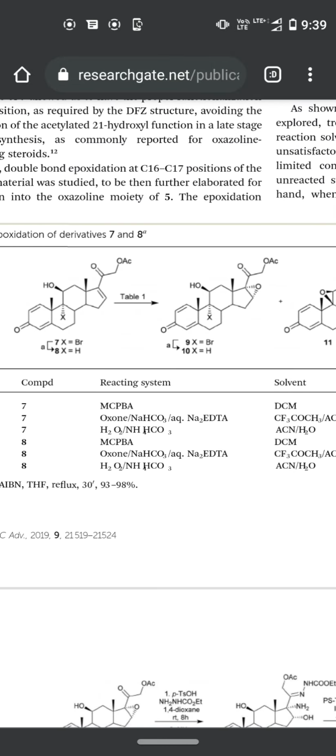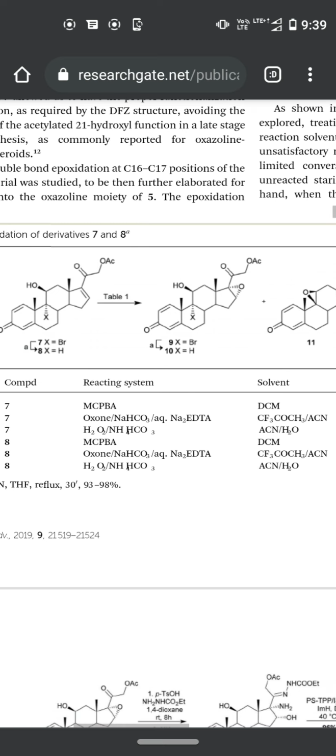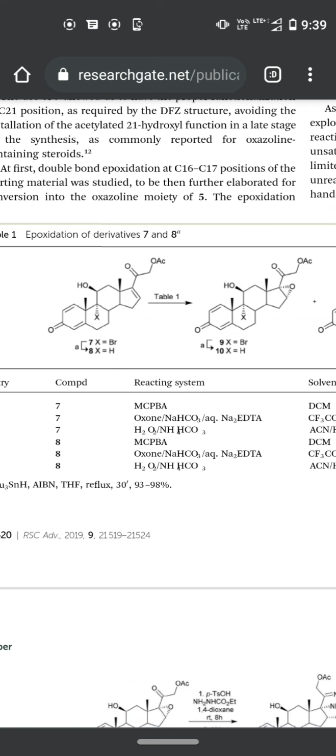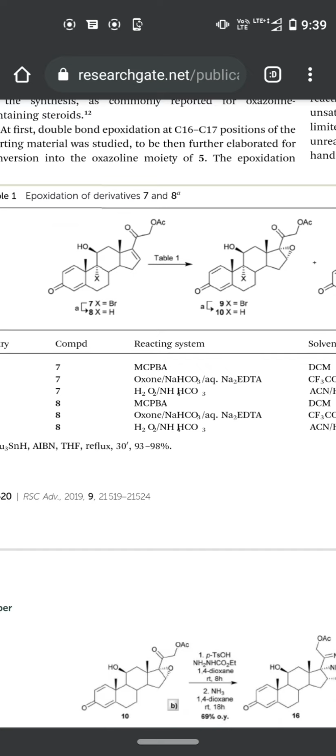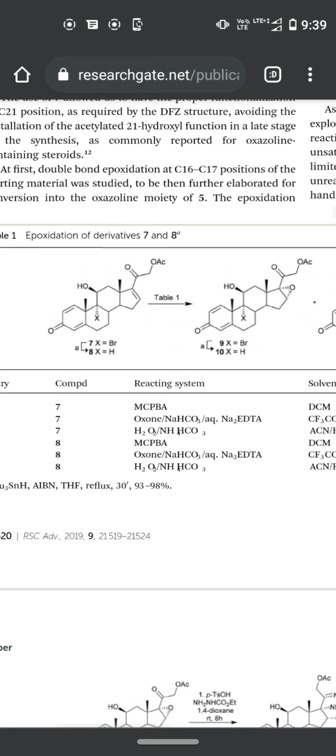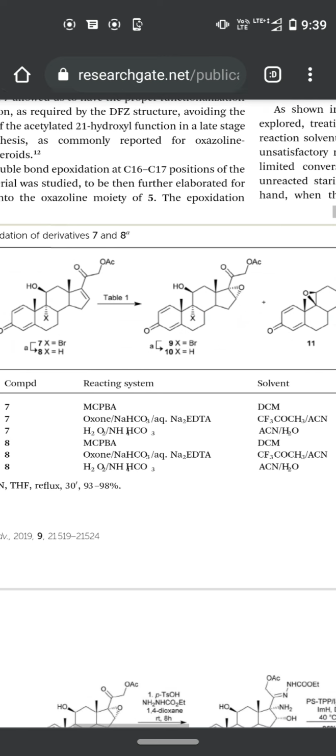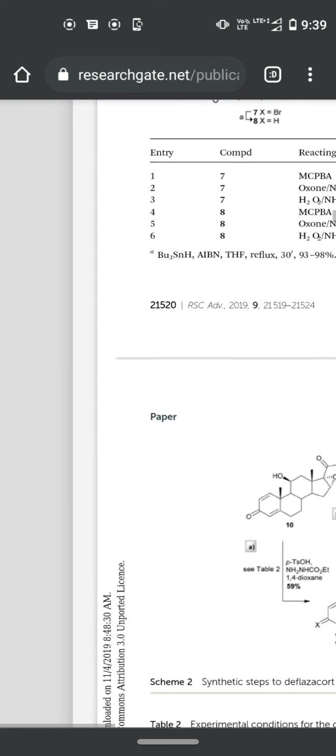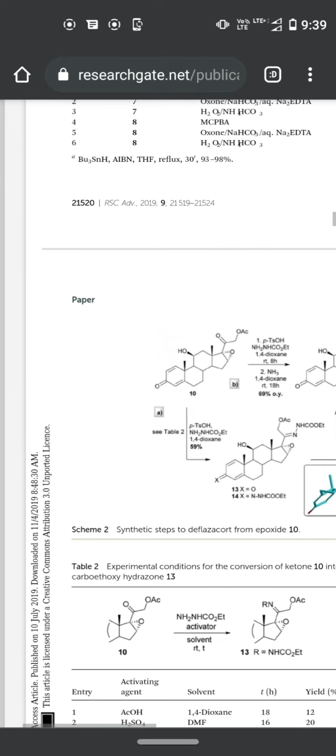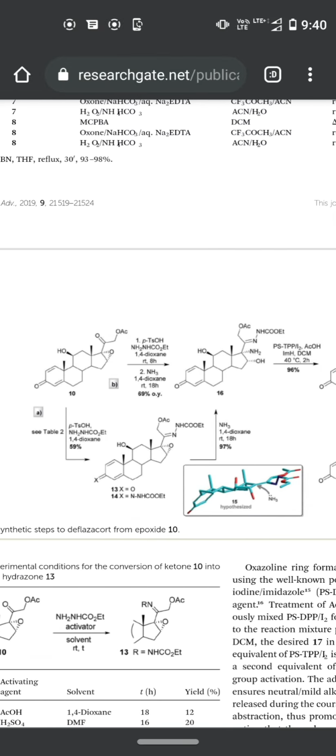like the oxone. There's something called oxone there. I thought it was ozone, but they're giving oxone. I don't know what oxone is. I should look it up. But the other things I know, like mCPBA, are all peroxides. And then all these steps I have already seen. They are similar to what I have seen in that patent.